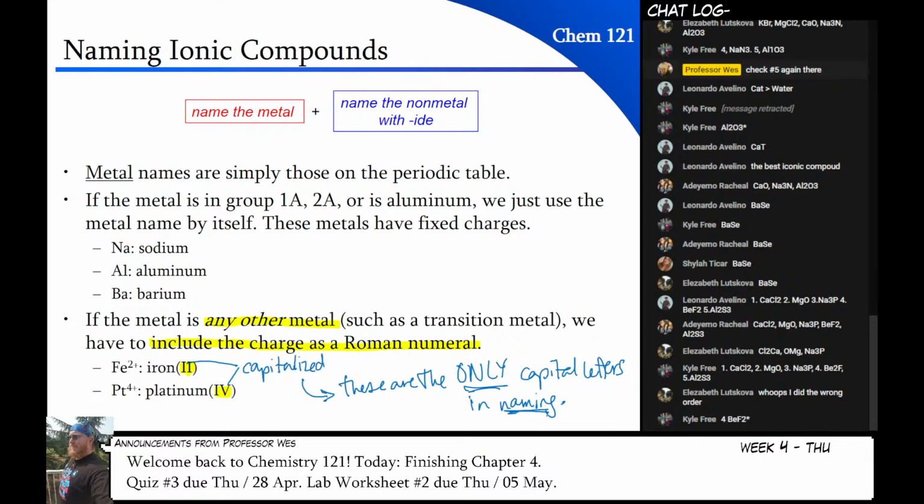Now, to be very specific, I'm talking about naming here. When you write formulas like this, you will still capitalize the letters in the formulas. So we've done this before. But with naming specifically, you do not use capital letters other than these Roman numerals. And the Roman numerals are only used if we are not referring to the elements that are in groups 1 or 2 or aluminum. Remember that. Now, what Roman numeral do you use? You use the charge on the metal.